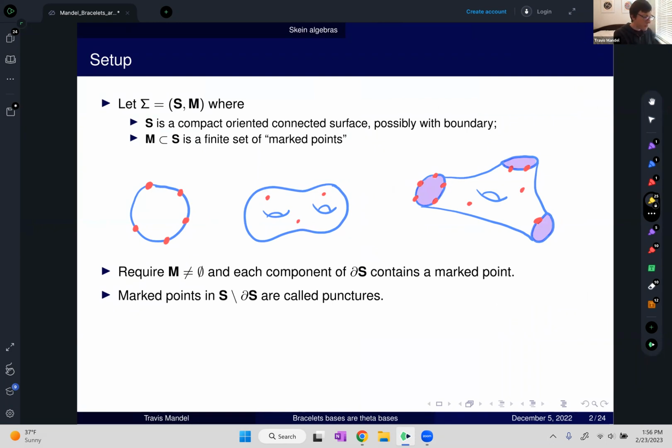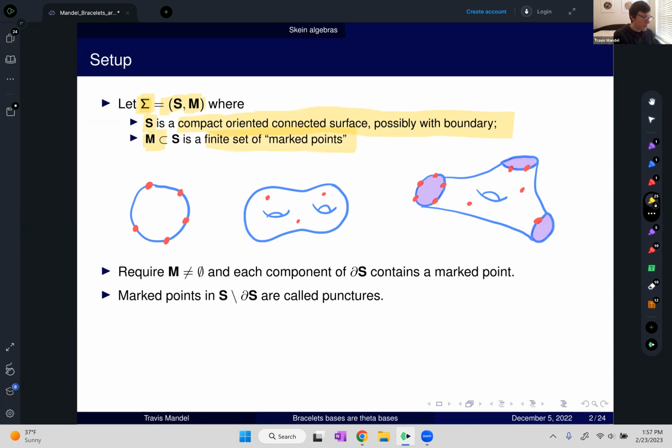All right, so here's the setup. We work with a marked surface. I'll call it sigma, which consists of two pieces of data, S and M, where S is a compact oriented connected surface, maybe with boundary. Being connected is not really necessary, it just makes some statements a little simpler. And then M will be a finite set of points in S that we call marked points.